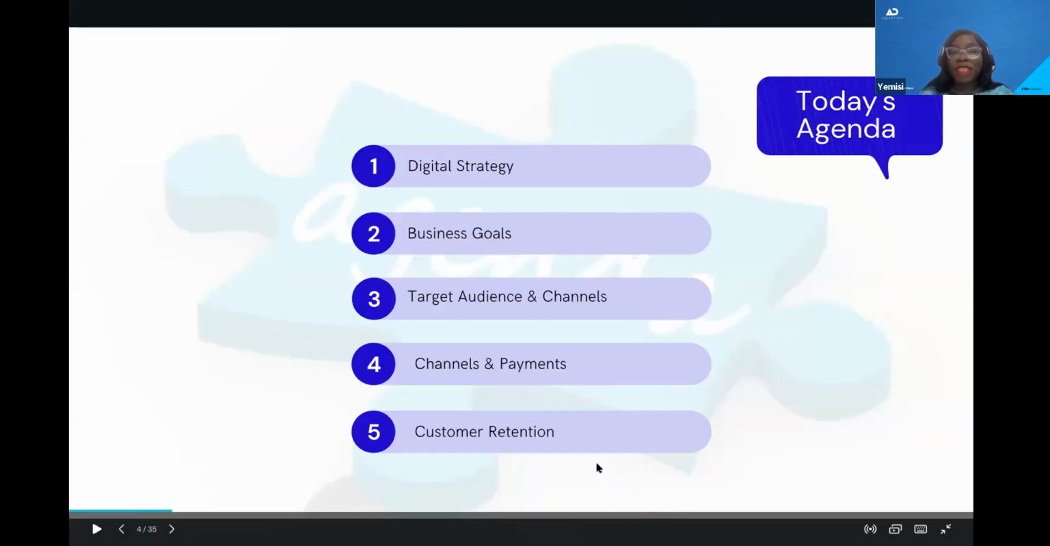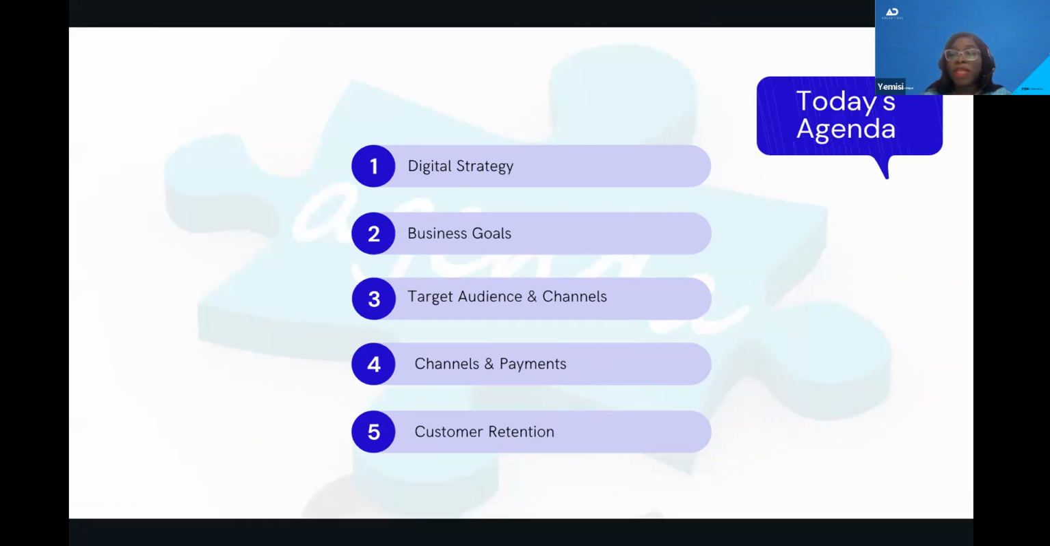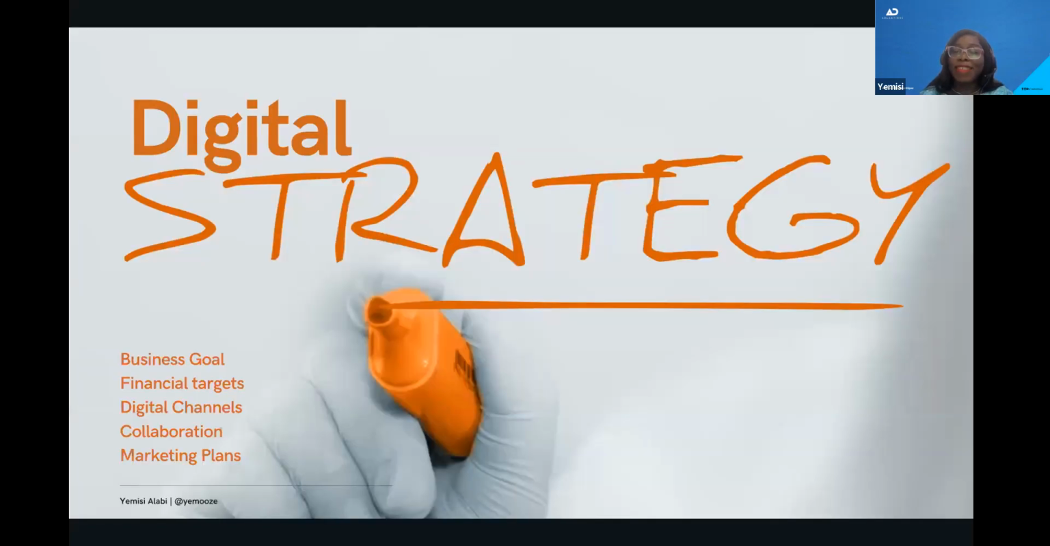This is our agenda for this beautiful afternoon. We will be covering digital strategy, business goals, target audience, channels and payments. And if you stay right until the very end, we'll have a demo session. Yes, we'll have a quick walkthrough on how you can set up a campaign efficiently and get rewarding value. So stay with me as we get in. Now this is the beginning.